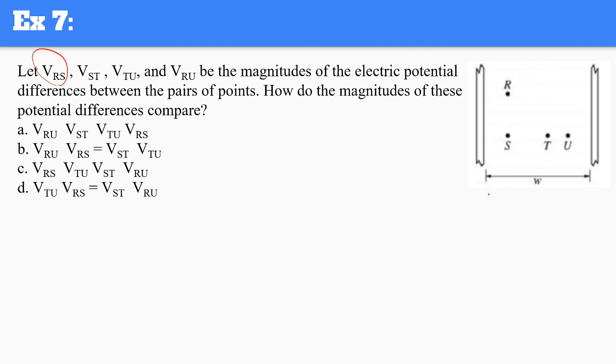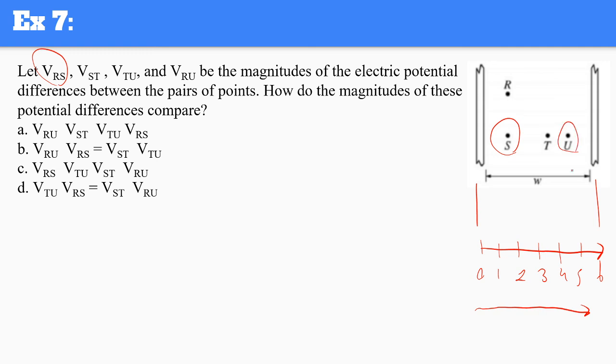And if you remember, we said as you go from one plate to another, then your potential is going to change. And that change is going to happen as you go farther and farther, and the separation in between is the same. So let's say this is 0, this is 1, 2, 3, 4, 5, and 6. So that means as I go in the horizontal distance, then I'm going to have more and more potential difference. So I'm basically looking for the most difference. So VSU is going to have the greatest potential difference.